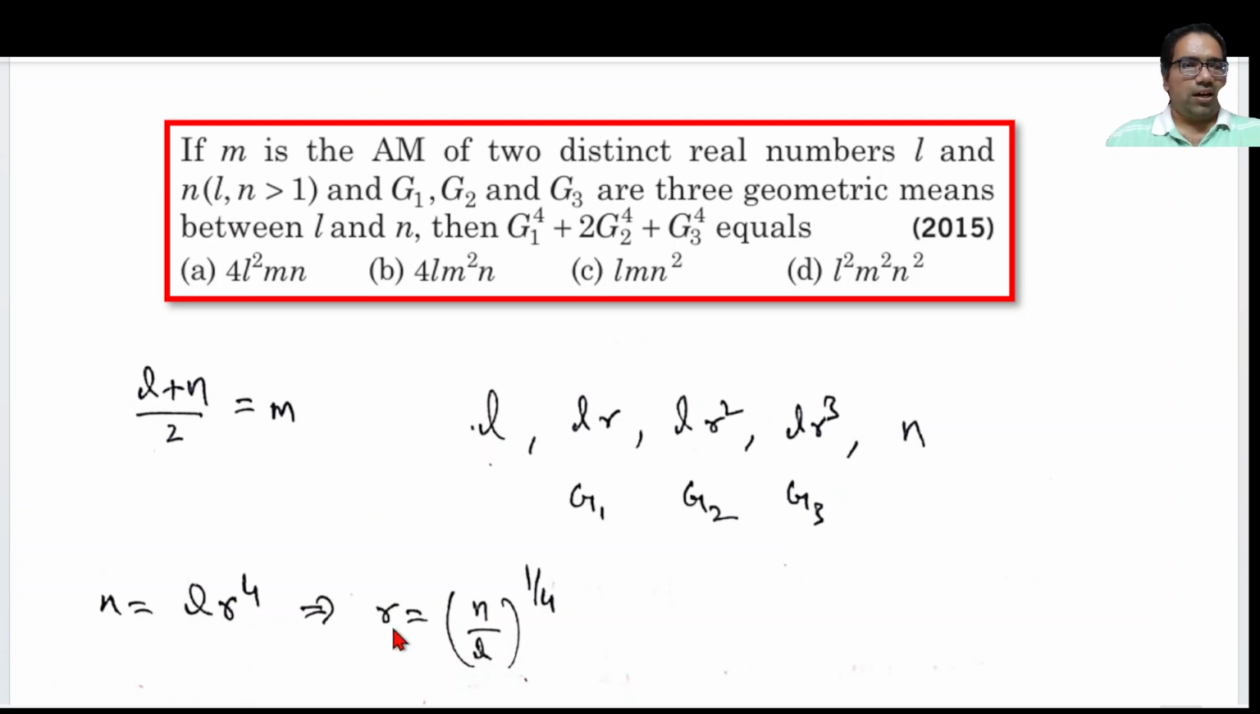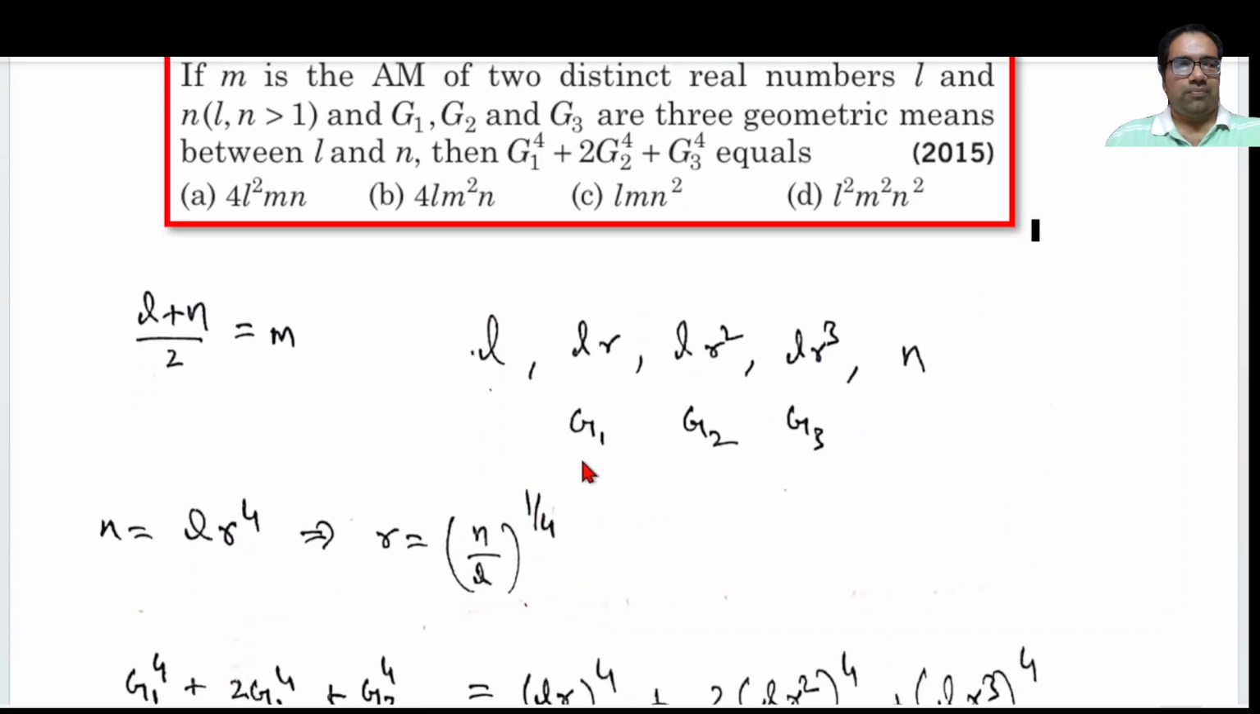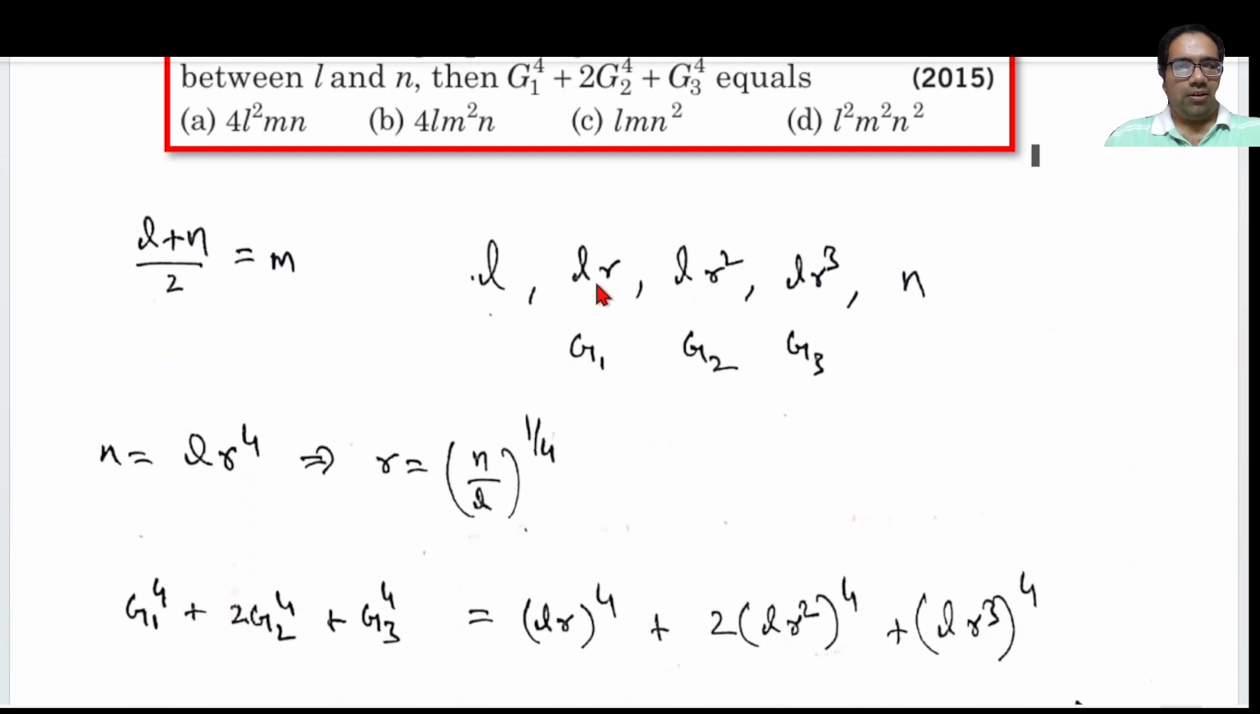That means what is R? R equals (N by L) whole power 1 by 4. So now we want G1 power 4, 2G2 power 4 and G3 power 4. R is in the form of (N by L) whole power 1 by 4. What is G1 power 4? G1 power 4 is (LR) power 4, G2 power 4 is (LR square) power 4, and G3 power 4 is (LR cube) power 4. We have 2G2 power 4, that means 2 (LR square) power 4.